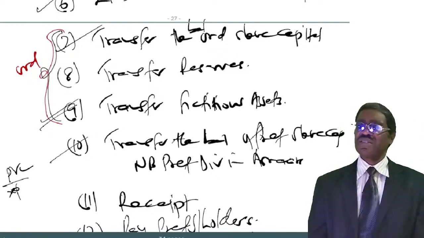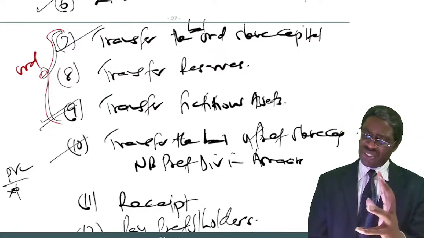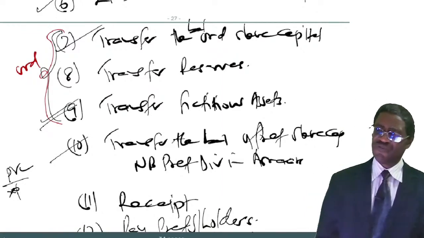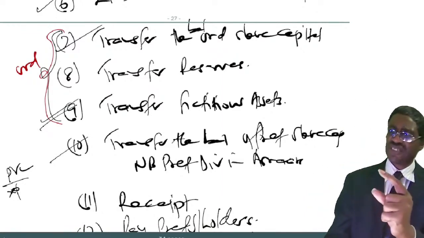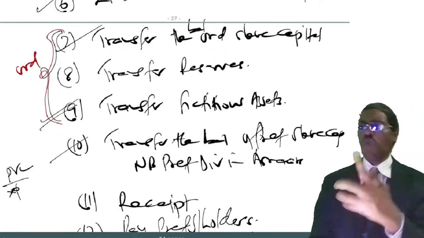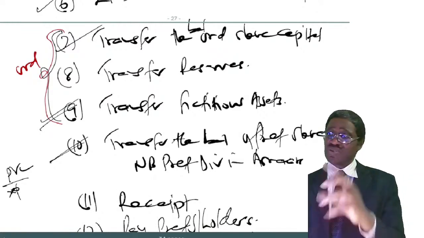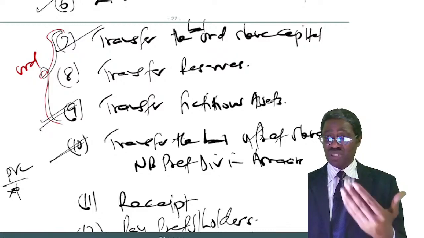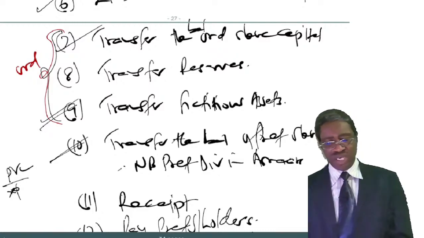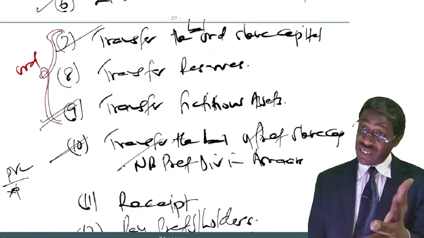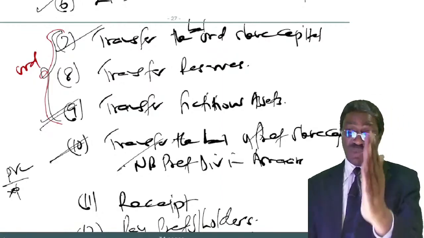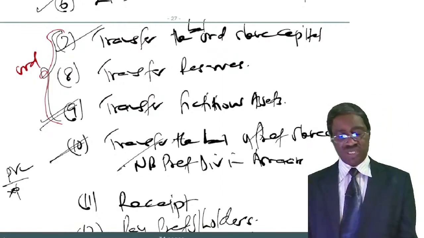Then number 10, do the same for preference. You owe something to the preference shareholders, you can't pay them direct to their share capital. Open a liability account for them. Number 10, transfer the balance of the preference share capital to the members. And I've also said, NB, if there is any arrears of dividend, debit realization, credit the members.